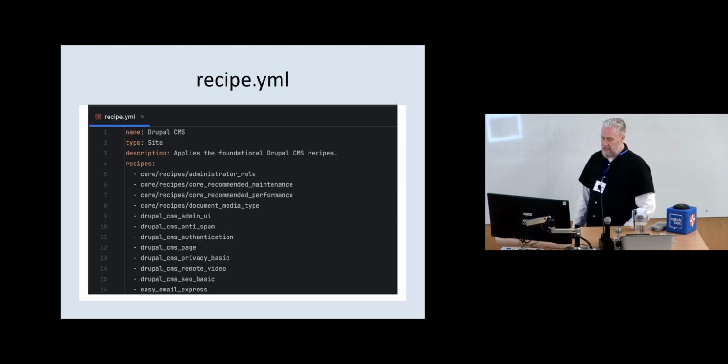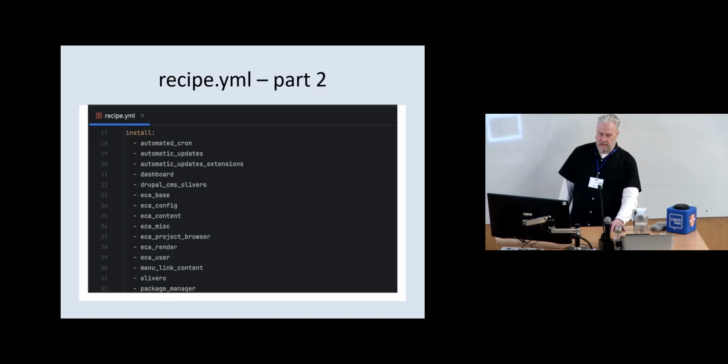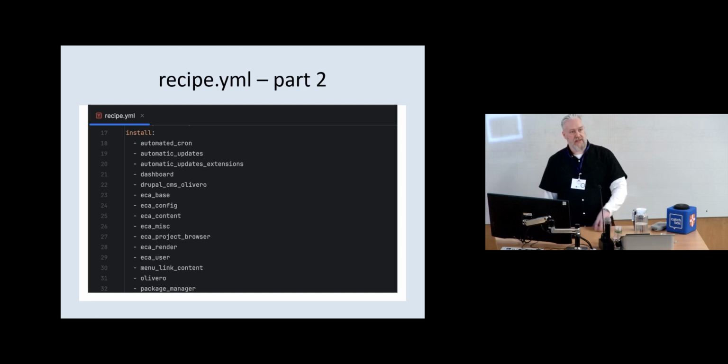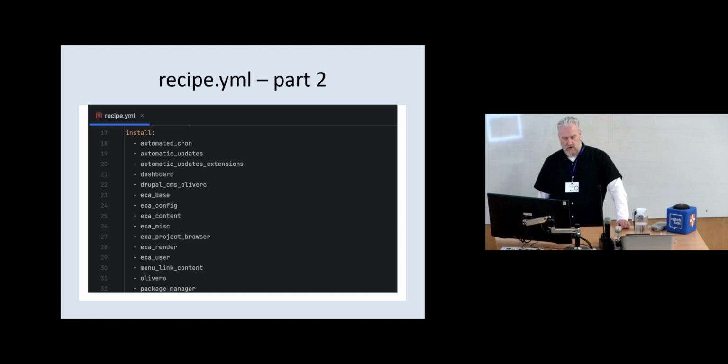They get installed, and then Easy Email Express, which is another recipe. Okay, so the next part of the recipes file is install. This is the bit of the YAML file that tells the recipes installer, install all these modules, run through them, and get automated cron, which I think is a core module. Automatic updates, obviously we saw that, and automatic update extensions is another part. You'll have seen them in the composer YAML file.